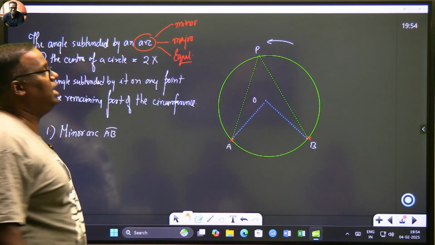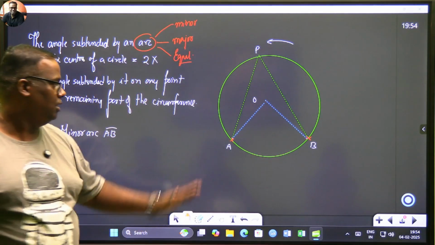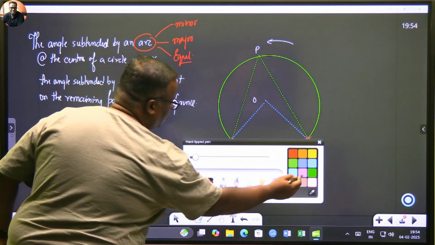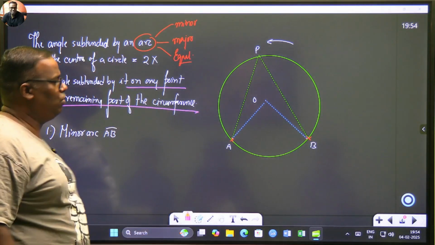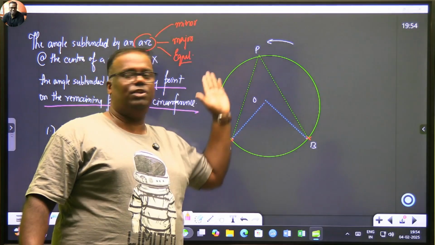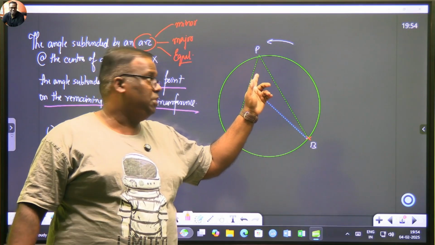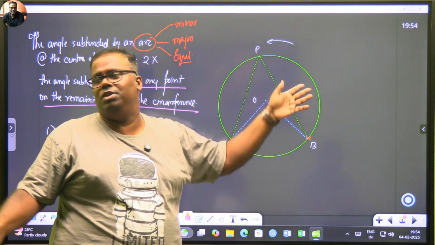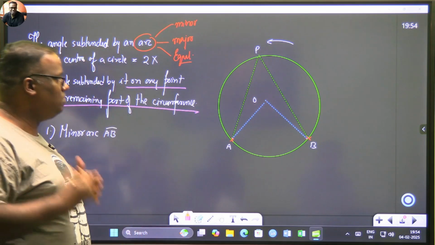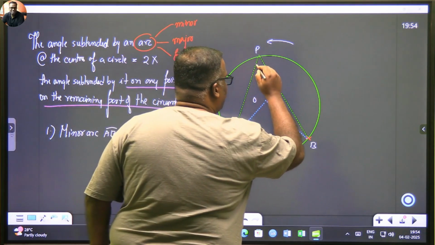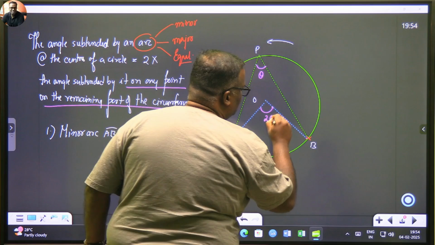Okay. P is any arbitrary case. First, let us concentrate on AB. AB is my arc. And after that, I should concentrate on this line on any point on the remaining part of the circumference. So if you take out AB, the remaining circumference is BA. And P is that point, any point. P could have been here, P could have been here, P could have been anywhere. I have drawn it here because it makes you understand better. Have you got it? Our theorem says that if this angle is theta, then this angle should be 2 theta.